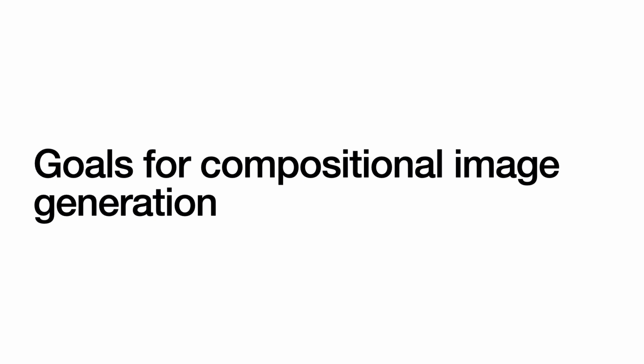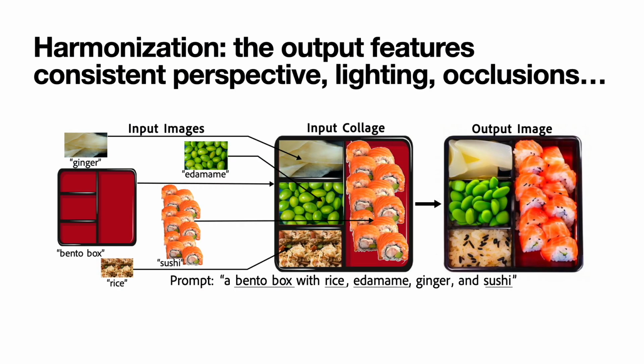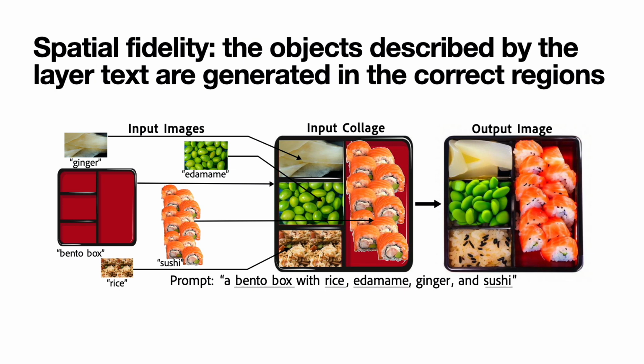Our overall goal is precise control over image output for compositional scenes with several objects. We define this via three subgoals. 1. Harmonization. The output features consistent perspective, lighting, and occlusions. 2. Spatial fidelity. The objects described by the layer text are all generated in the correct regions.